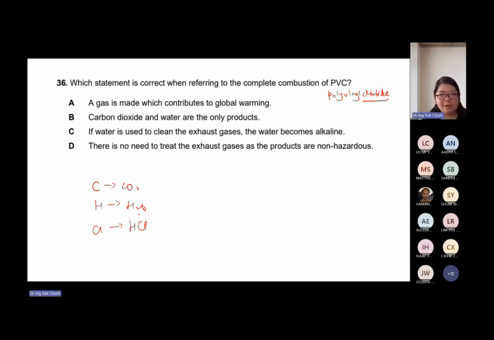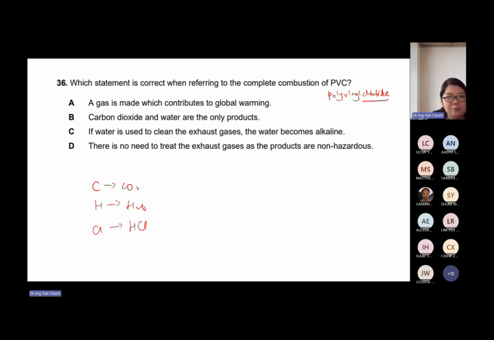Okay, an acidic product is formed, and at the same time you have CO2 and H2O also formed, because the polymer you are making from alkene will definitely have C and H. Now let's look at all the answers. Which statement is correct? A: a gas is made which contributes to global warming.